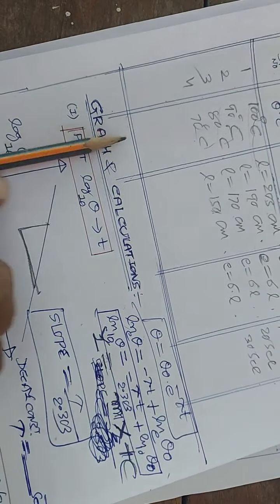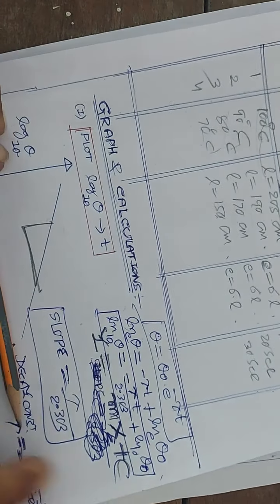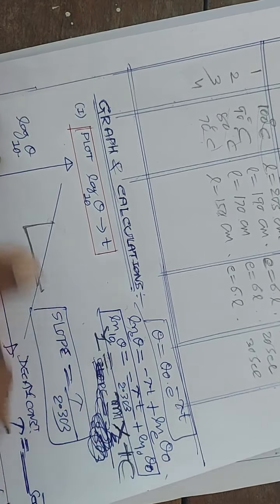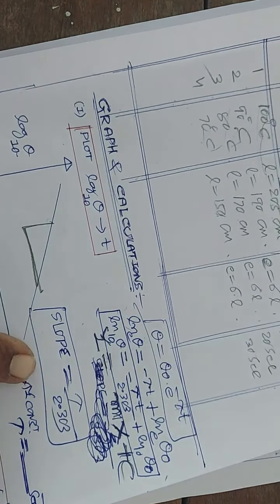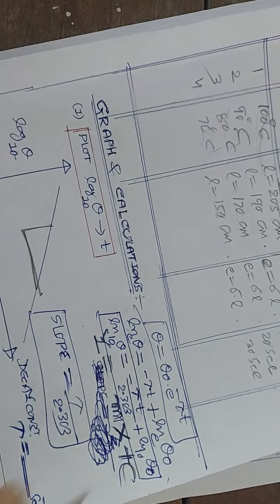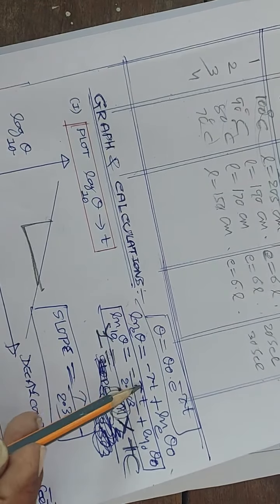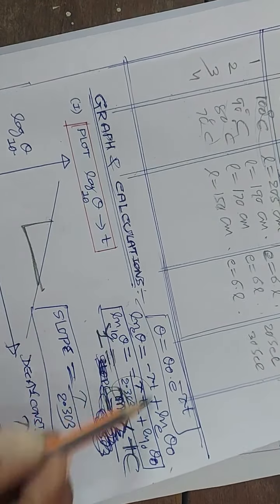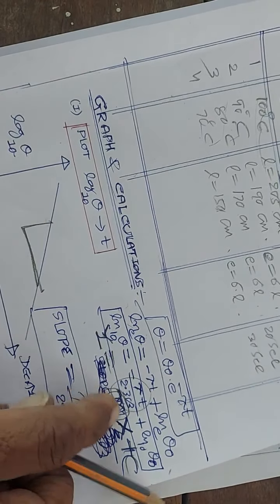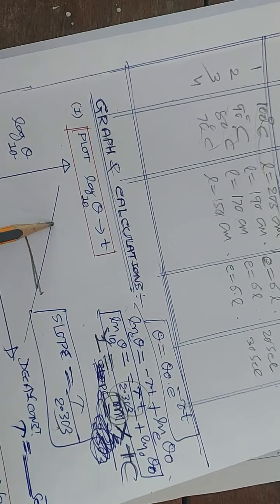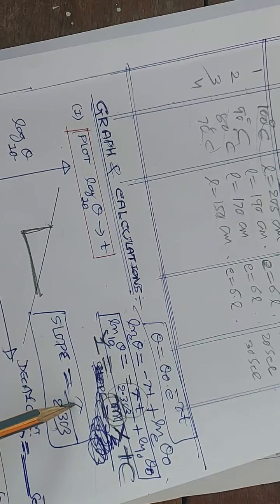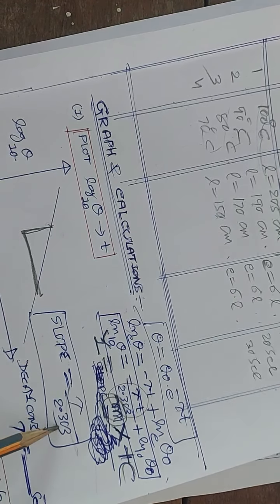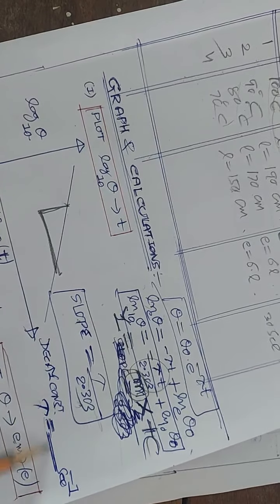Now if we take log theta on the y axis and time t on the x axis, the graph will be a straight line because this is the equation of a straight line. The slope m of this graph is lambda upon 2.303. You can calculate the slope from this graph and put it here. Lambda is the decay constant of the water body divided by 2.303. You can calculate the decay constant for water, right?